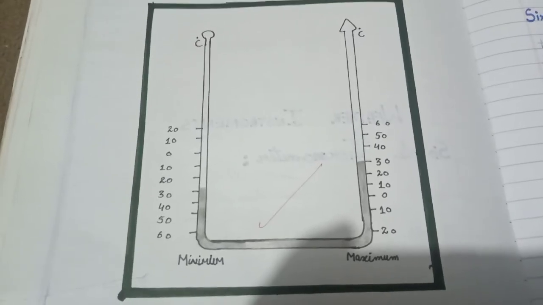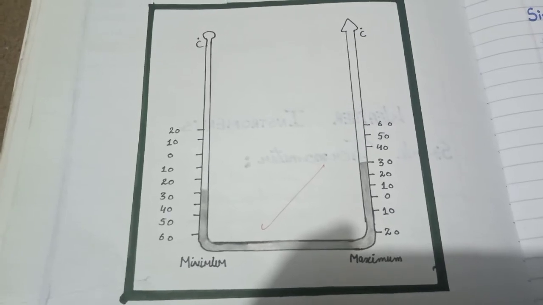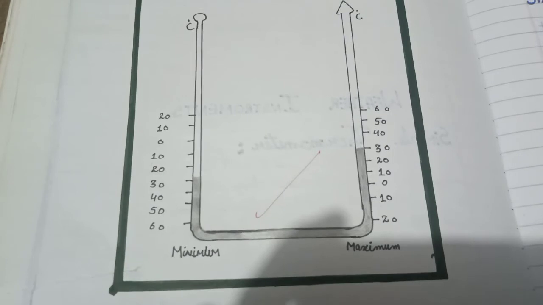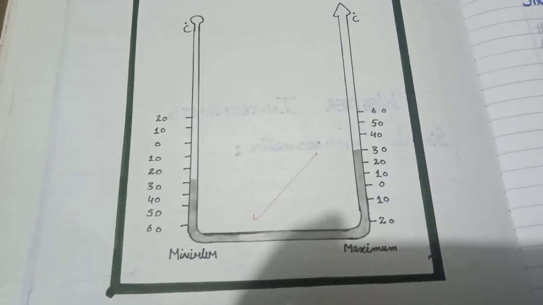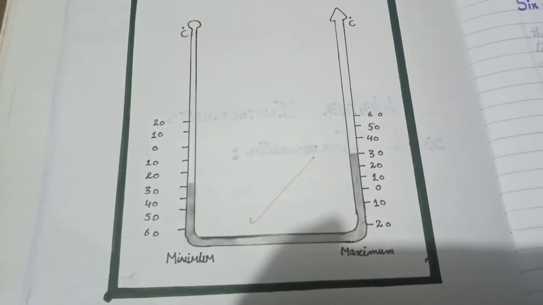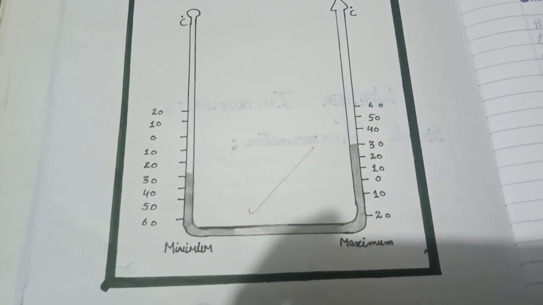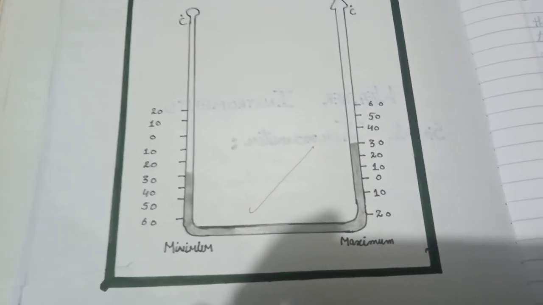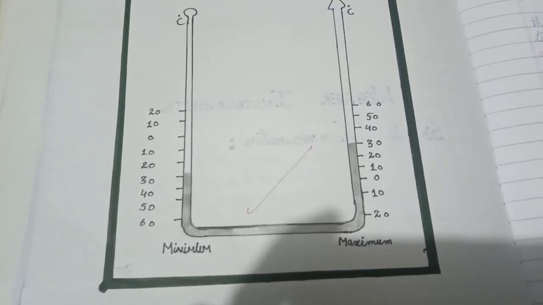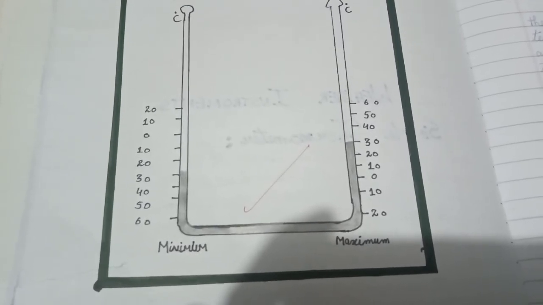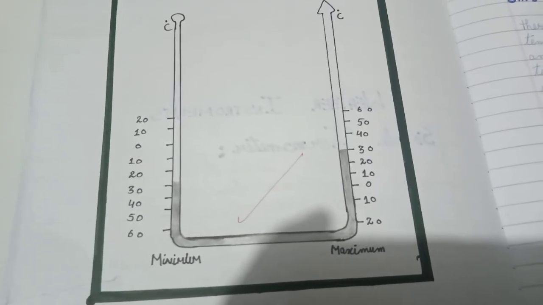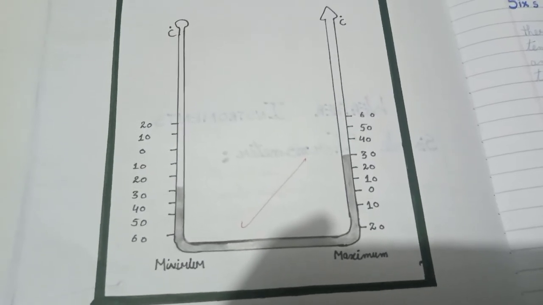Okay, here you can see the diagram of the Six's maximum and minimum thermometer, with the minimum and maximum readings written at the base, and this U-shaped glass tube, one end of which is sealed, and there you can see a darker material which is the mercury. The alcohol.